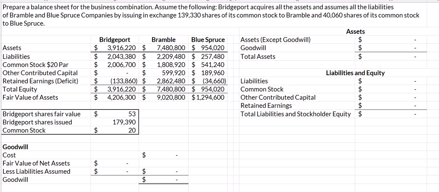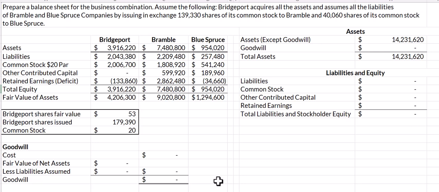So we're going to begin with assets except goodwill. So I'm going to come over and get my assets, and my assets are going to be equal to Bridgeport's assets plus the fair value of the assets of Bramble and Blue Spruce. So I have a little bit over $14 million in assets. Now I have to calculate goodwill.